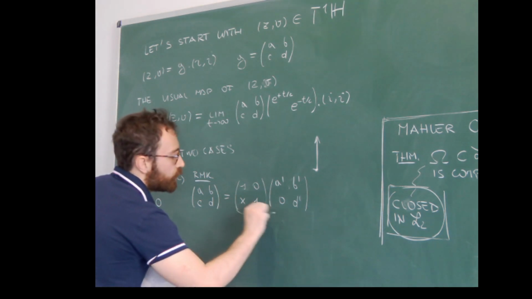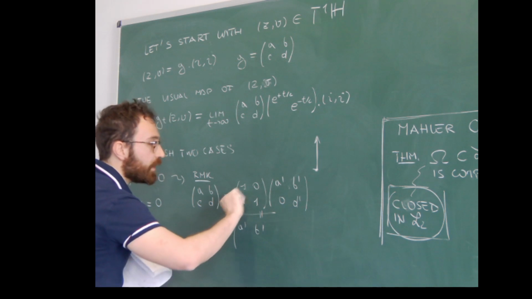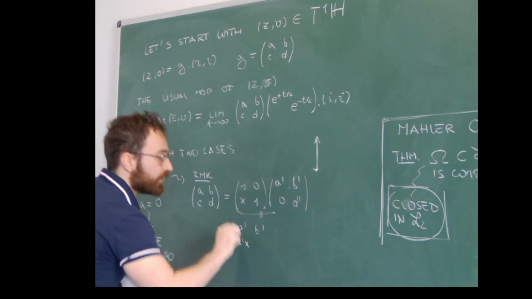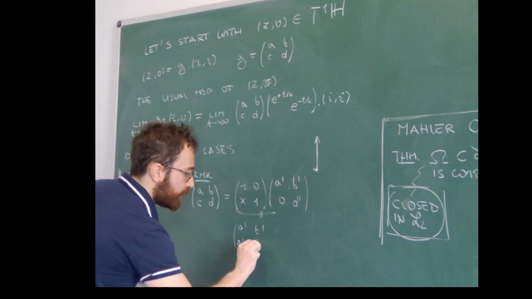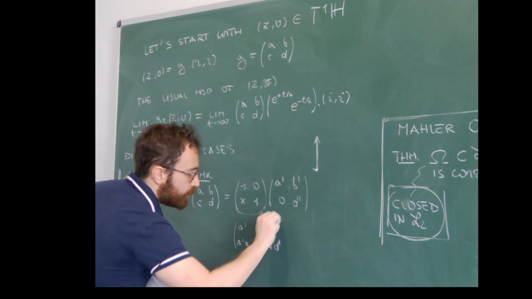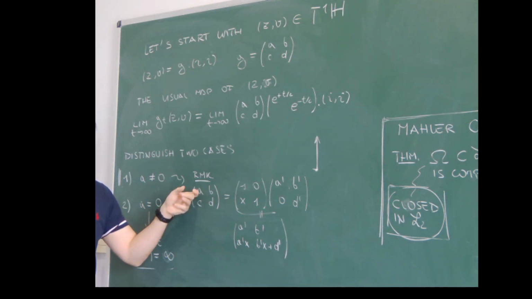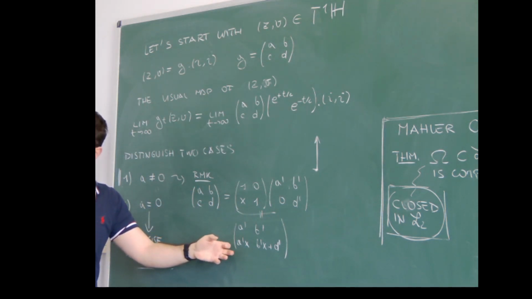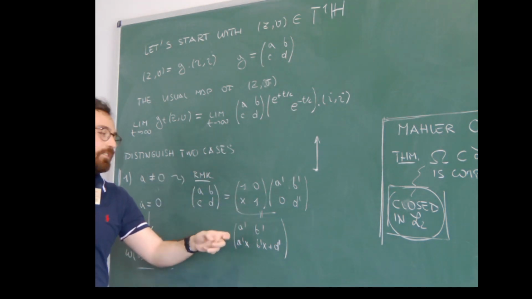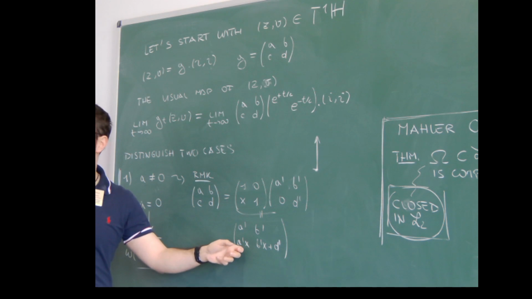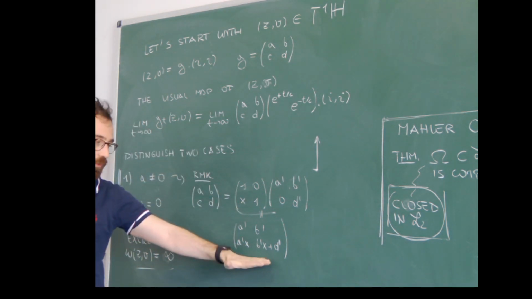Why? Because the product of this is just what? A prime, B prime, A prime X, and B prime X plus D prime. Okay? So I can write every matrix such that A is different from 0 in this way here. In this case I cannot do it, because if this element is 0, then the second element is bound to be 0. But if the first element is non-zero, I can always do this.